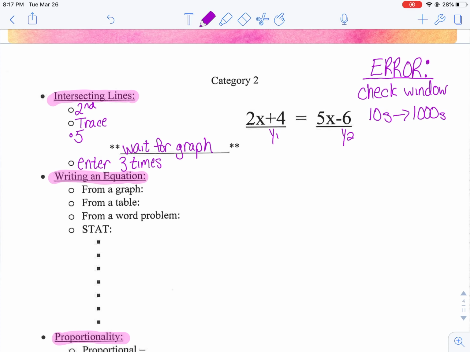I want you to go ahead and type that on your calculator and actually solve that for me. What is x equal to? And that's going to be a question that's going to pop up on your screen right now.